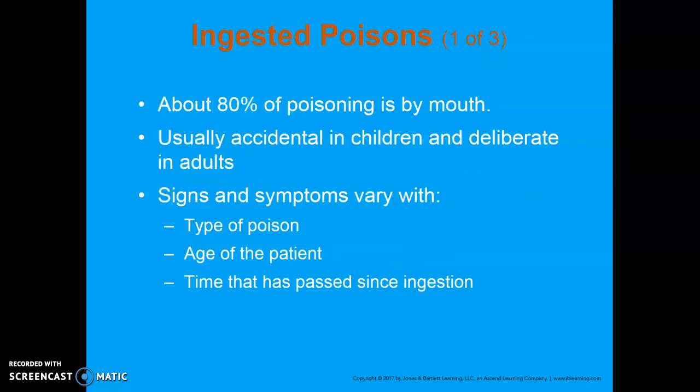About 80% of all poisoning is going to be through ingestion. When talking about age groups, if you're talking about children, it's usually accidental. But once you start getting up into those teenage years where you should truly know better than to put some random substance in your mouth, it's more deliberate, truthfully. And the signs and symptoms are going to vary greatly depending on what you took, the age and weight of the patient, and then how long has it been since you ingested the substance.